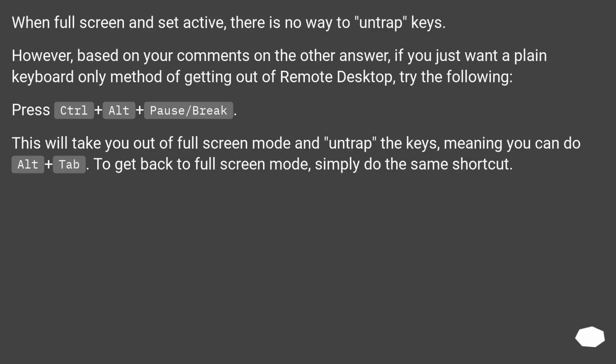Press Ctrl plus Alt plus pause/break. This will take you out of full screen mode and untrap the keys, meaning you can do Alt plus Tab. To get back to full screen mode, simply do the same shortcut.